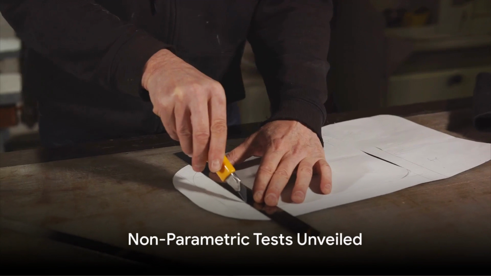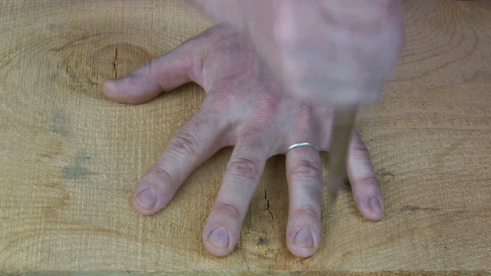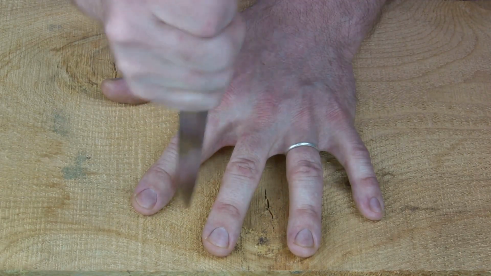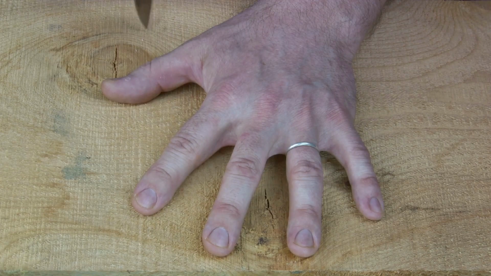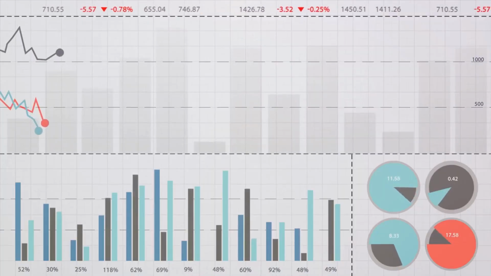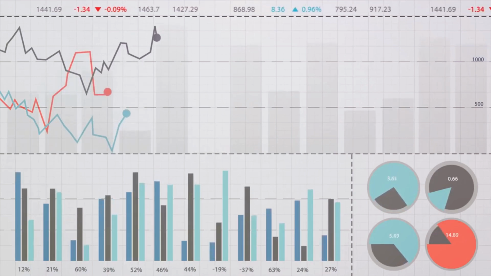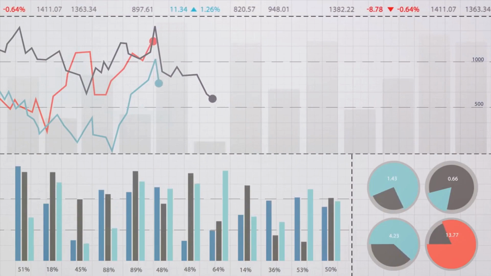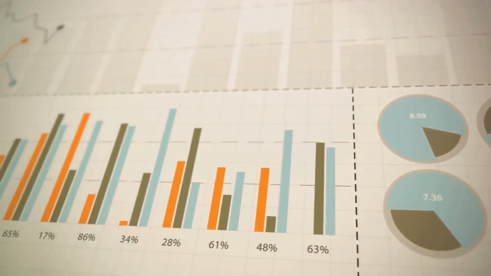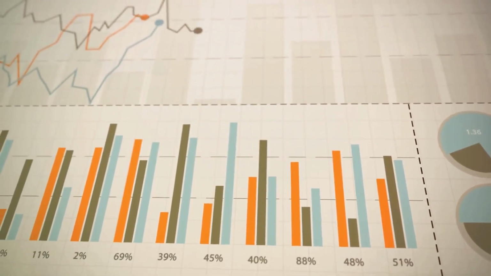In contrast, non-parametric tests don't make assumptions about the data's distribution. This is where their strength lies, as they can handle a wide array of data types, making them the statistical equivalent of a Swiss Army knife. Picture this. You're working with data that's skewed or ordinal, say rankings from a customer satisfaction survey. Parametric tests wouldn't be the best choice here due to their assumption of normality. This is where non-parametric tests step in, handling the data with ease and providing meaningful results.